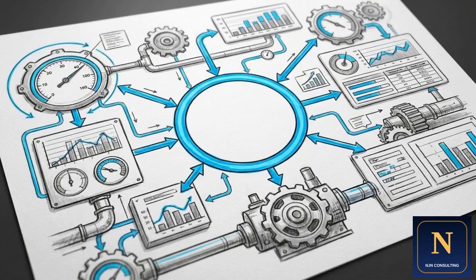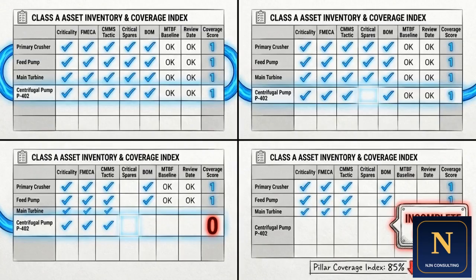To measure exactly how well these pillars are connected for your Class A assets, we calculate the Pillar Coverage Index. Looking at this simulated spreadsheet, we use a strict binary scoring system for the index. An asset scores a 1 only if it has every foundational element, like criticality, a tactic, and a baseline metric. If even one element is missing, like a blank critical spares list, the asset scores a 0.